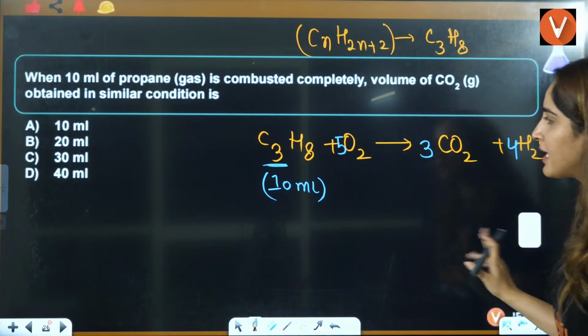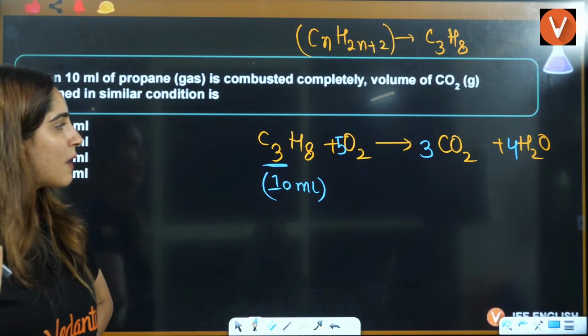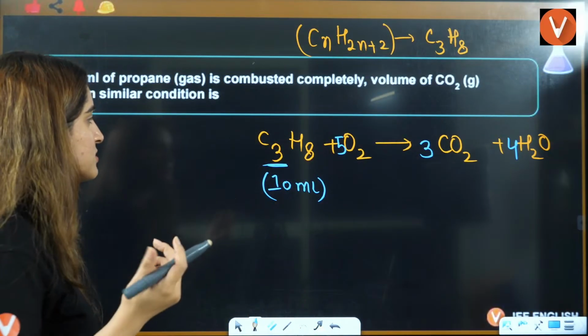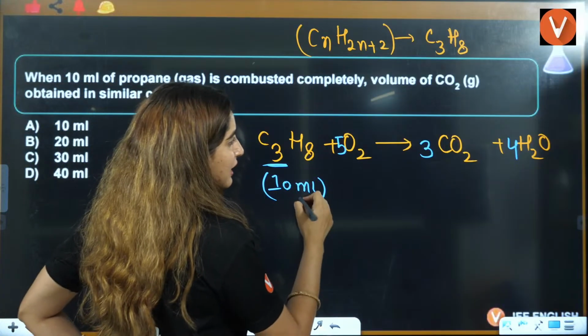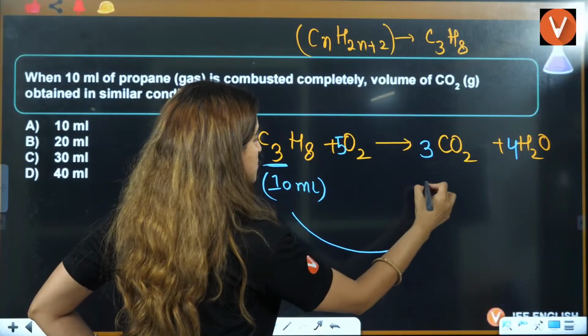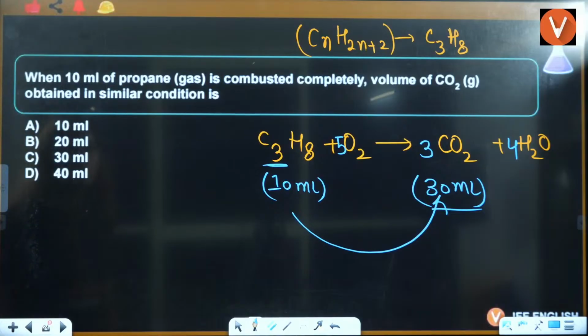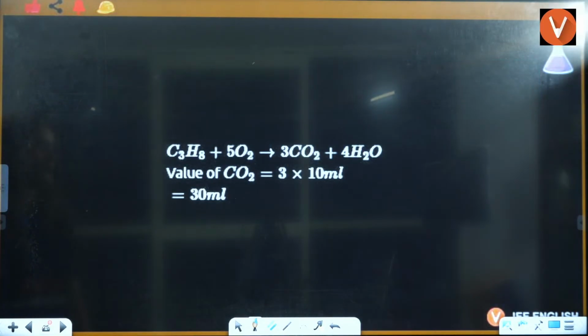So now can I say it is balanced? Now is it balanced, students? Hit and trial you have to apply in balancing, right? So you have 10 here. This will be multiplied by 3 because this is getting 3 times of that. So that will be 30 milliliter, right? So the answer is going to be 30 milliliter.